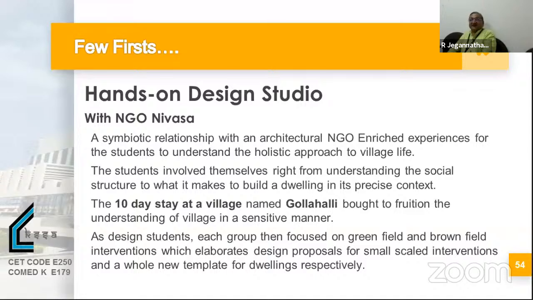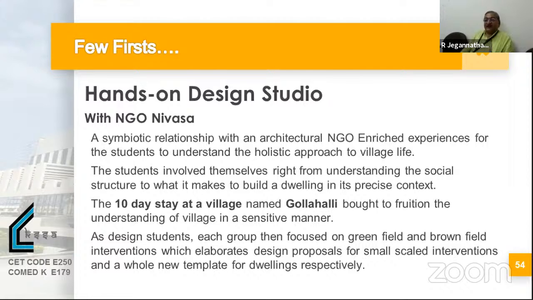Another first which we've done was a hands-on design studio. We worked with an NGO called Nivasa. It was a symbiotic relationship with an architectural NGO, enriched with experiences for students to understand a holistic approach to village life. The students went and stayed in a village called Gulahalli for more than 10 days as 2 groups. Each group stayed for 10 days, with the faculty team also being with them and some support members from the NGO.